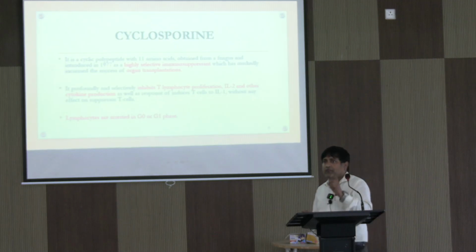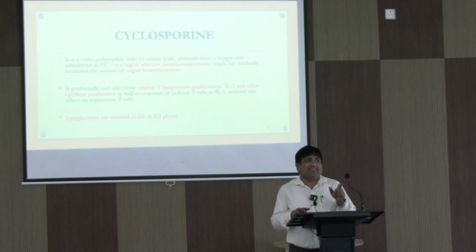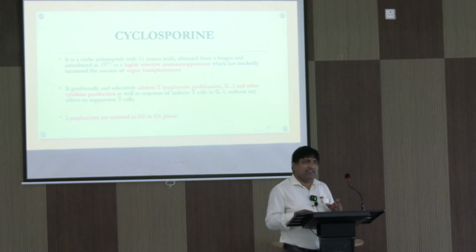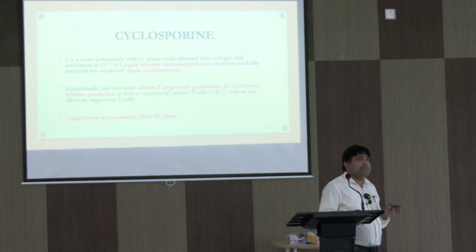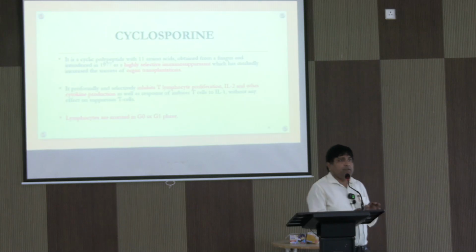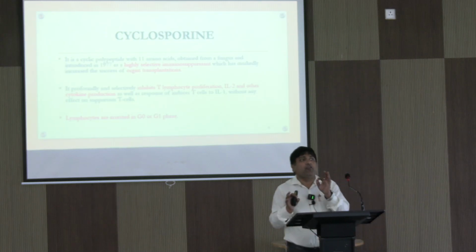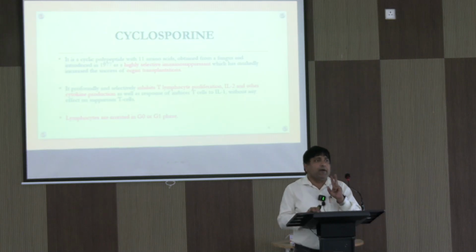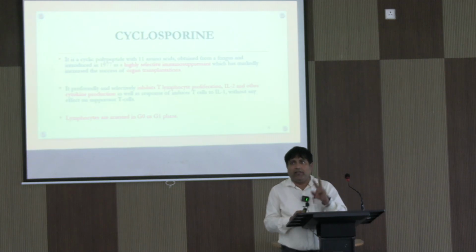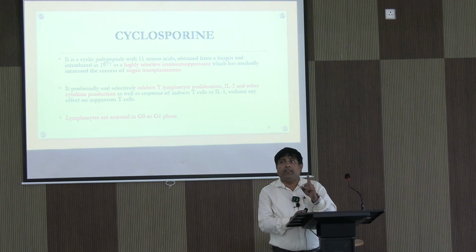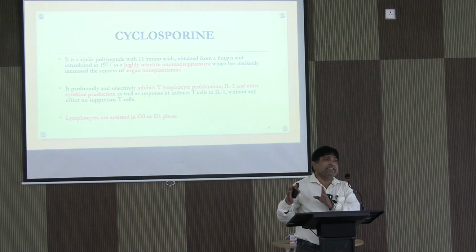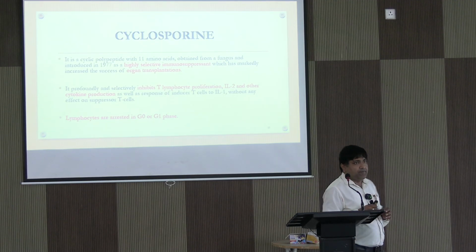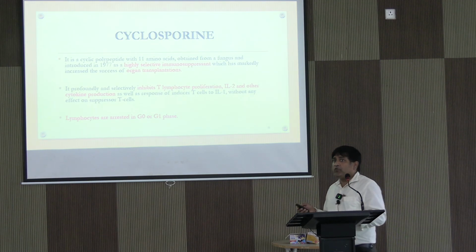First of all, cyclosporine gets access to the host cell, the CD4 plus T cell, and then binds to an immunophilin, a class of protein called cyclophilin. After combining with cyclophilin, this cyclosporine inhibits the calcineurin and thus inhibits the subsequent steps of T cell activation. This is how the cyclosporine is acting.